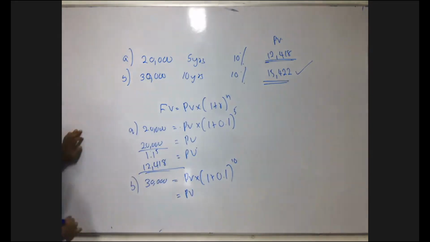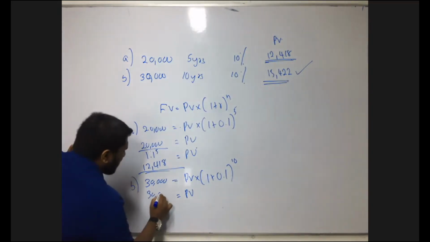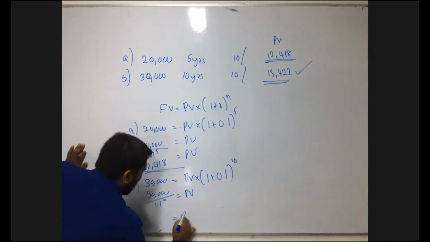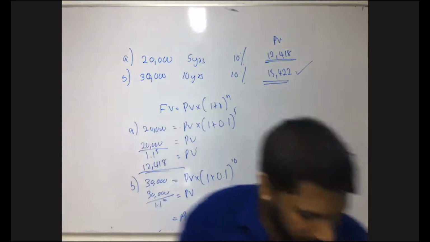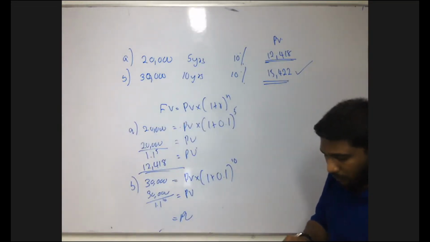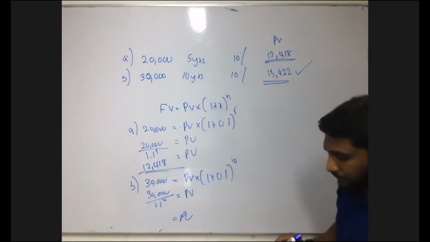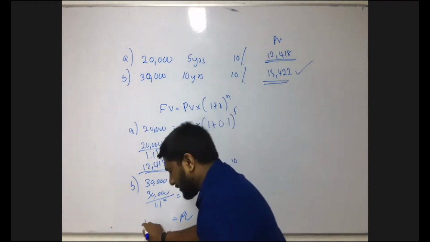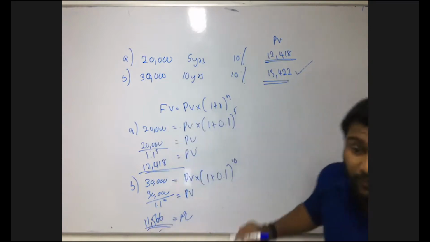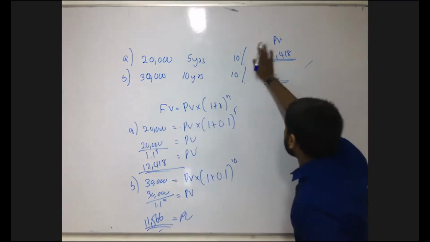30,000 is equal to present value into 1 plus r to the power n. Then the present value is 30,000 divided by 1.1 to the power 10. How much is that? It's 11,566. Now look at this, guys.